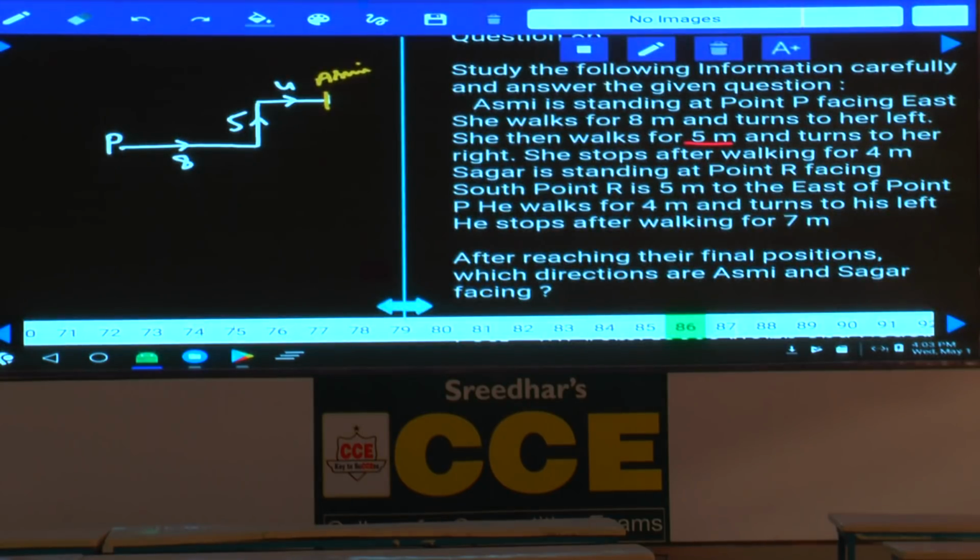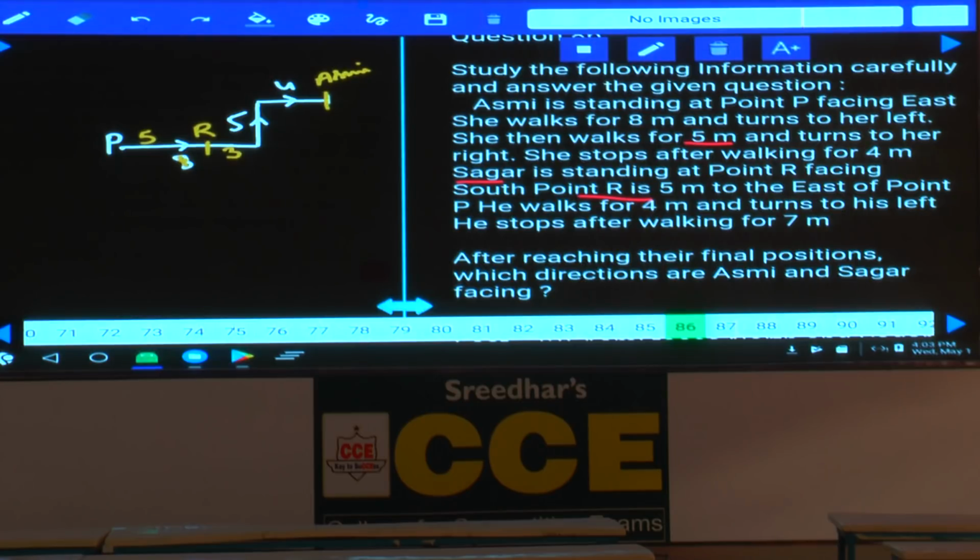Then meanwhile, what is the other information here? Sagar. Now Sagar is standing at point R. Where is this point R? R is 5 meters to the east of P. As R is 5 meters to the east of P, now tell me whether we can write R at this place or not. And R is how many meters? 5 meters. Earlier the distance between the P and this one is how much? 8. Out of which this is 5, this will be how much? This will be 8.